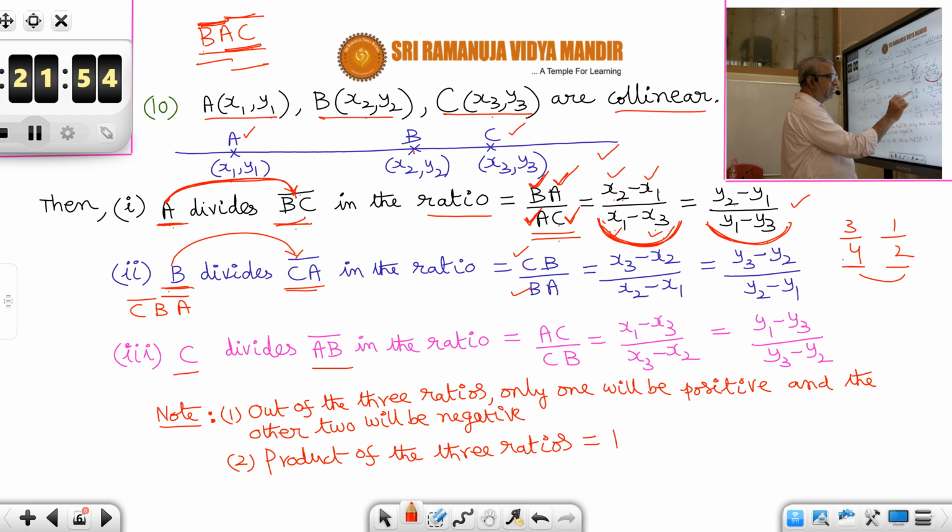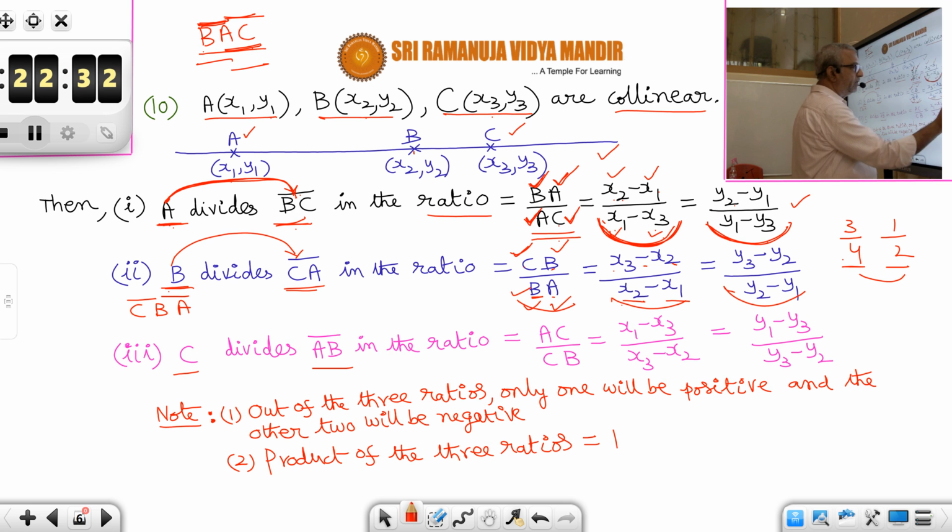Then what is the x coordinate of C? x3 minus x coordinate of B, x2, by x coordinate of B, x2, minus x coordinate of A, x1. X coordinate of C minus x coordinate of B by x coordinate of B minus x coordinate of A. So in that order you have to write. If you confuse and write in a different way, then the ratio may change sign. Instead of getting 3:4, you may get minus 3:4, something like that. So you should be careful in writing the order. Similarly, using y coordinates, you get the formula y3 minus y2 by y2 minus y1.